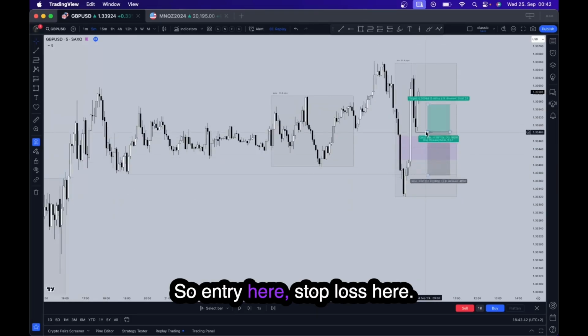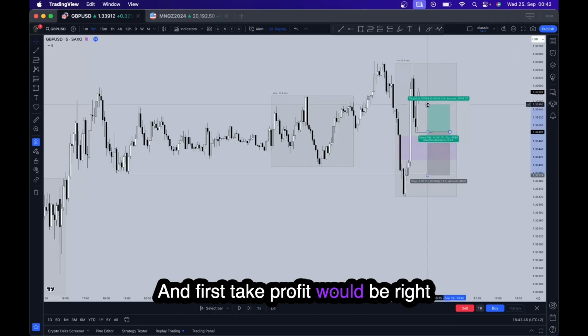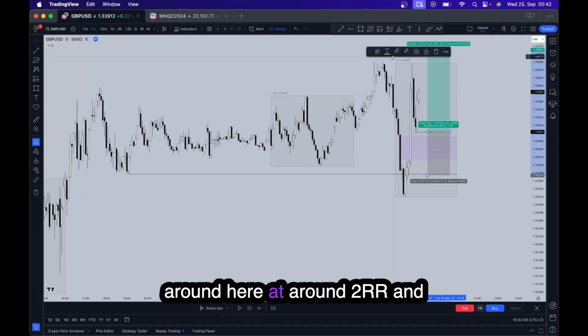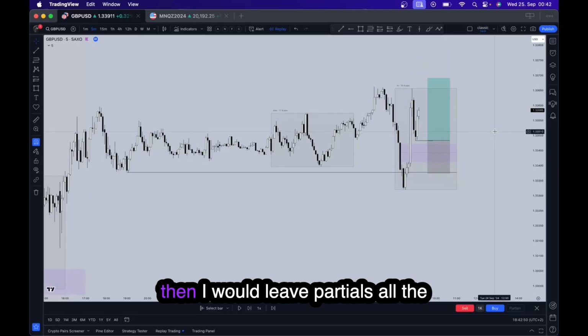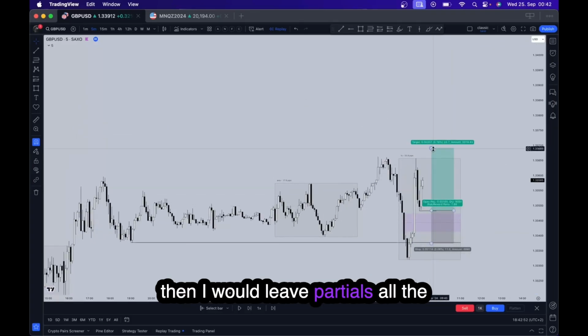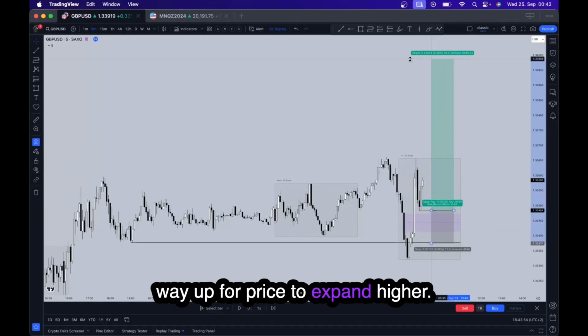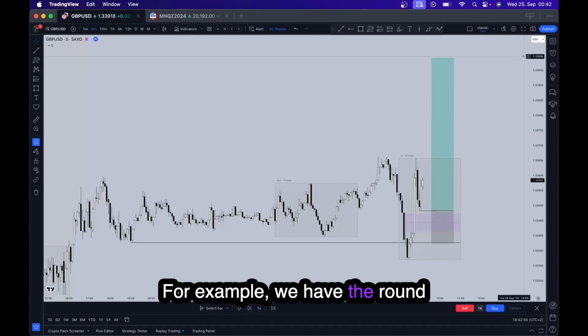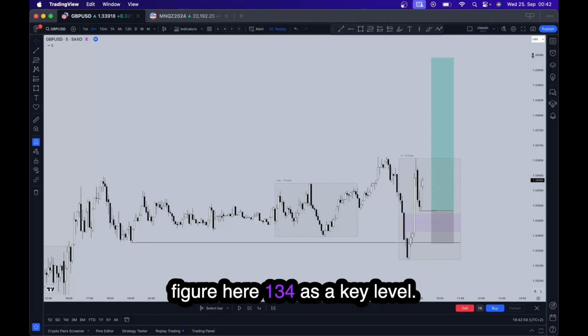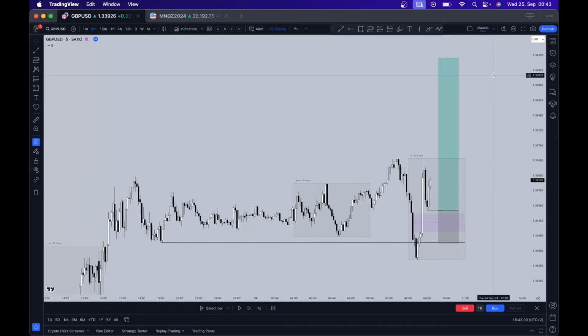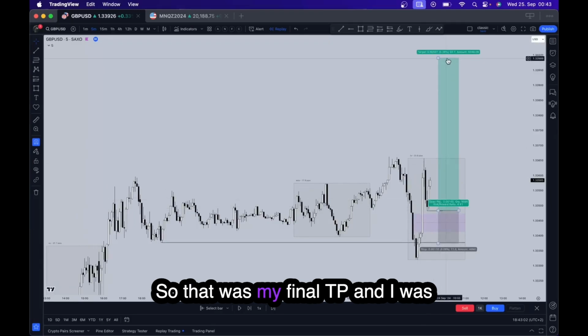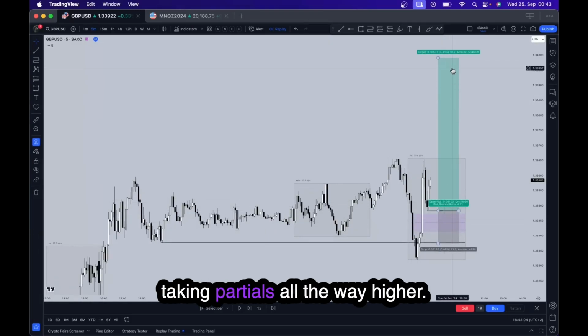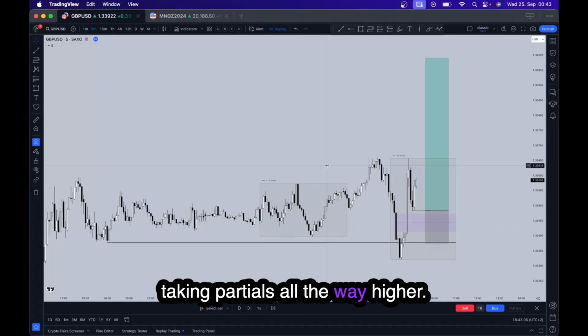So entry here, stop loss here, and first take profit would be right around here at around 2R, and then I would leave partials all the way up for price to expand higher. For example, we have the round figure here, 134, as a key level. So that was my final TP, and I was taking partials all the way higher.